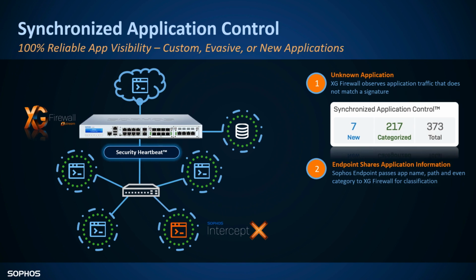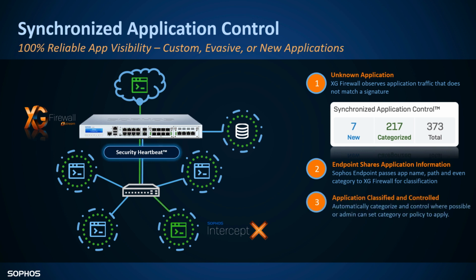Now, another benefit of the Sophos Security Heartbeat between endpoints and the firewall is that it can be used to share a variety of other information, including information about unidentifiable applications. If the firewall sees application traffic on the network it cannot identify, it can simply ask the endpoint, which inherently knows the app generating every packet that leaves that device. The endpoint shares that application info with the firewall in real time. We call this synchronized application control, as it uses synchronized security to identify unknown applications.